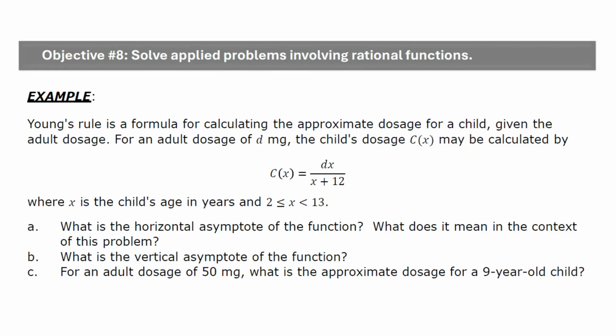All right, our last objective focuses on solving applied problems involving rational functions. Young's rule is a formula for calculating the approximate dosage for a child given the adult dosage. For an adult dosage of d milligrams, the child's dosage, C of x, can be calculated by this formula: C of x equals d times x divided by x plus 12, where x is the child's age in years and x is greater than or equal to 2 and less than 13. We have 3 questions that we need to answer.